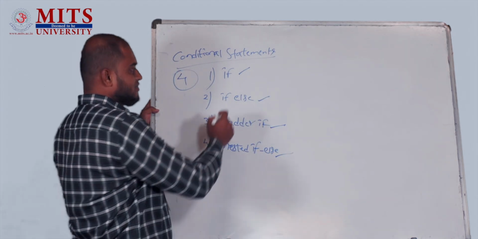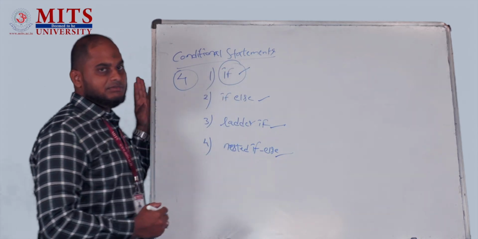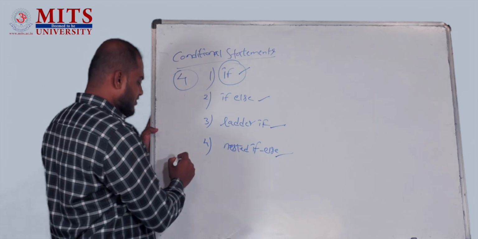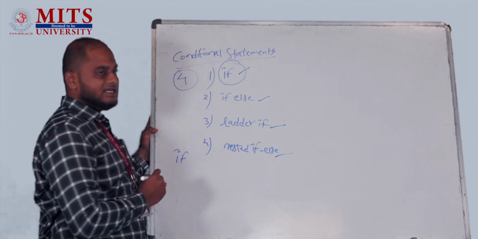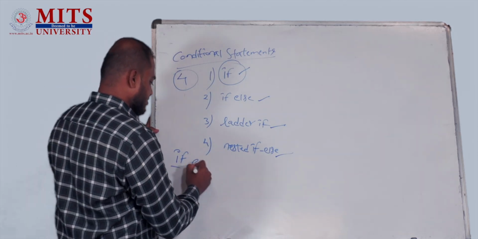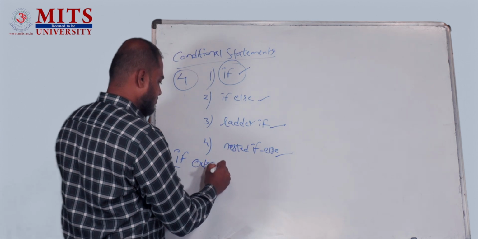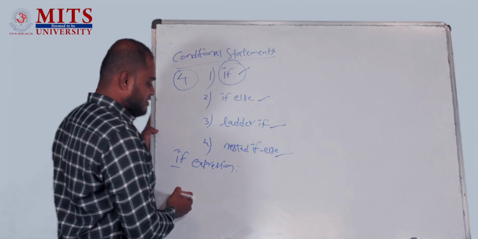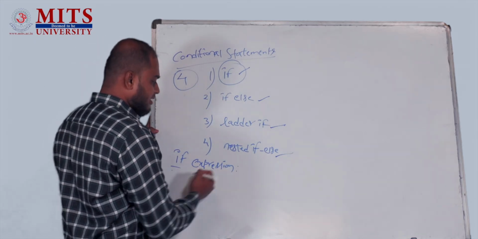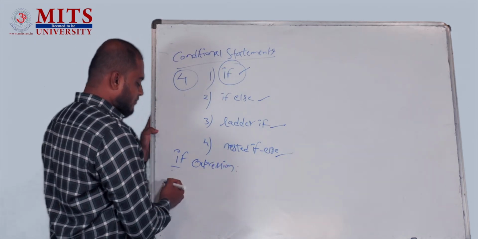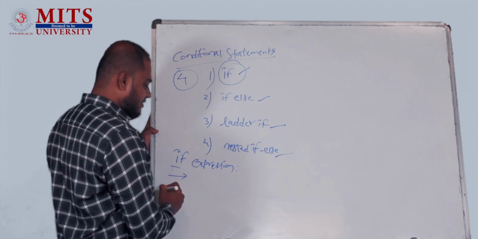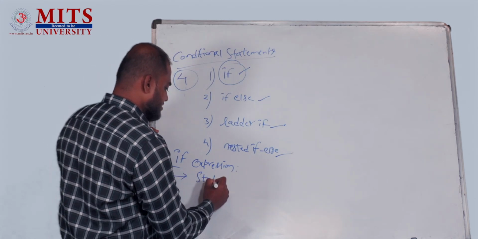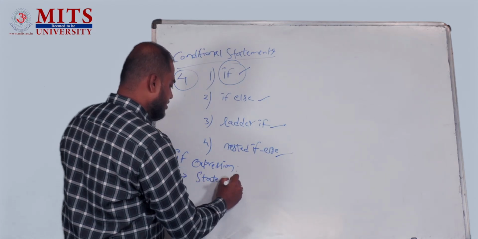Coming to the first one, simple if. The simple if has only one block, called the true block. If you take the syntax of simple if, it starts with the keyword if, followed by an expression, and then a colon which terminates the statement. After the colon there will be an indentation space, and the next statement starts with the indentation. Here we write statement 1.